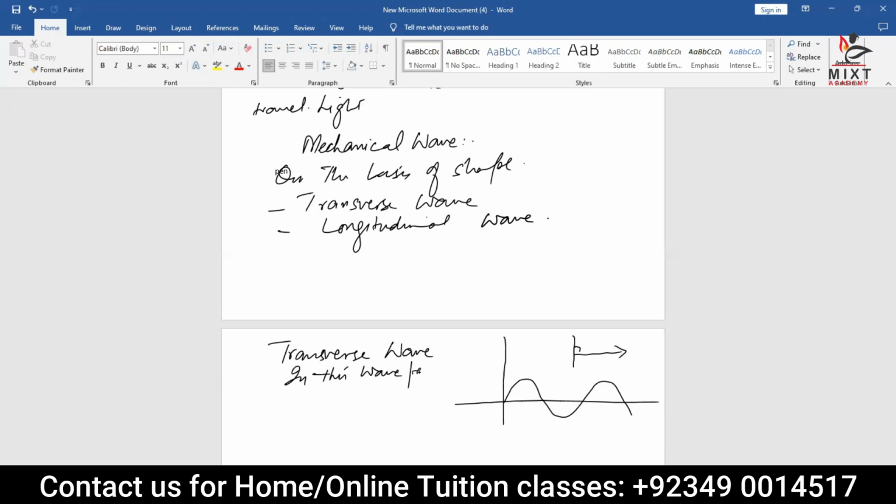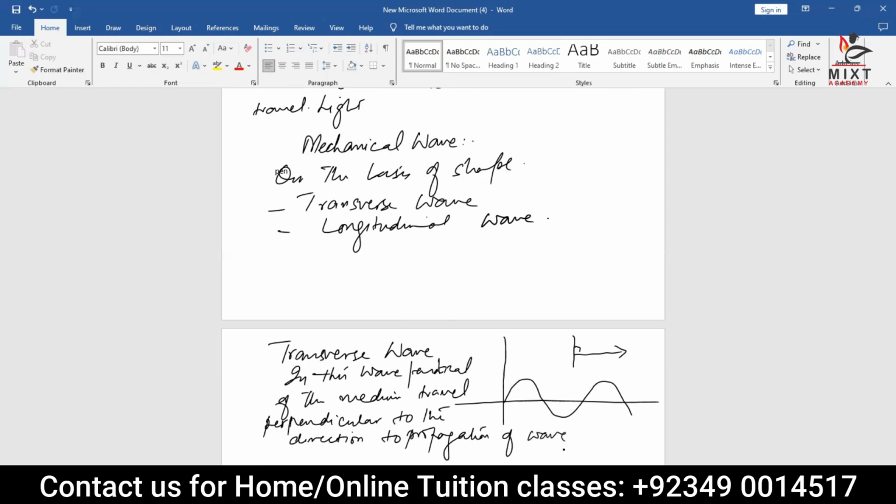So we can say in this wave, particles of the medium travel perpendicular to the direction of energy transfer, the direction of the propagation of wave. Can I just say energy transfer?